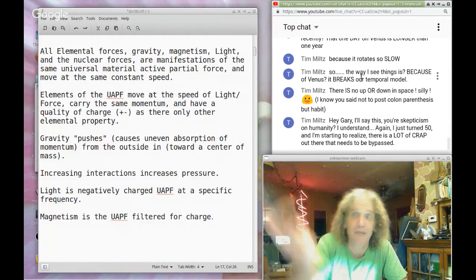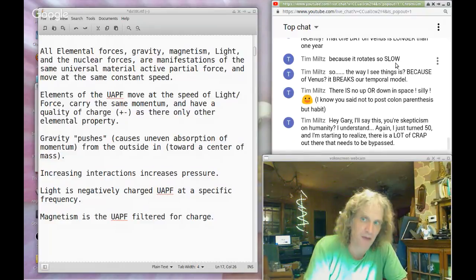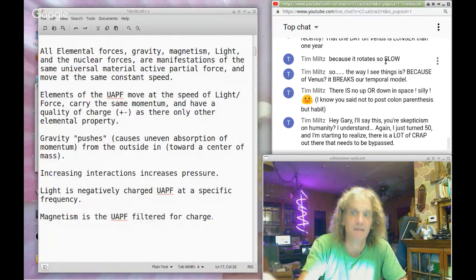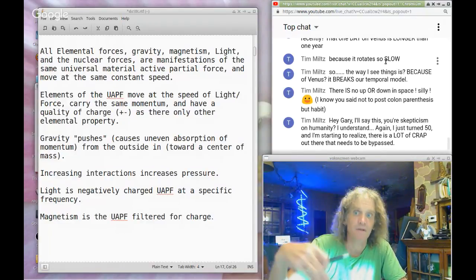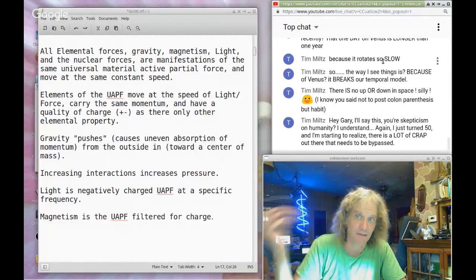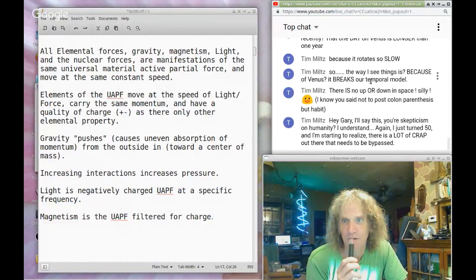In my opinion, a rational surmise might be that eventually Venus will be like the moon, and it'll always have the same face to the sun. So the way I see things is because of Venus, it breaks our temporal model.